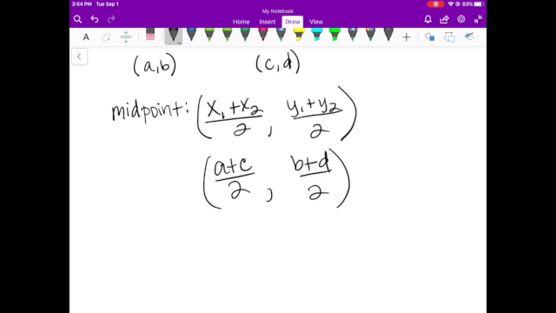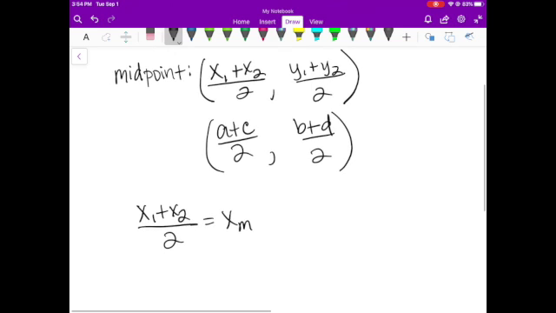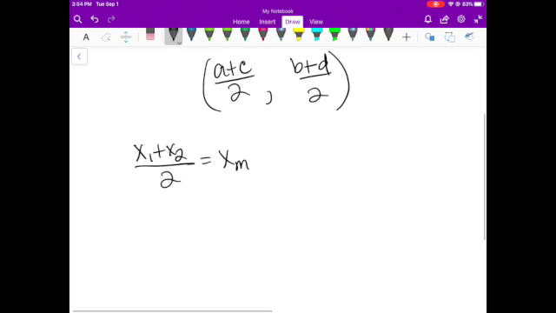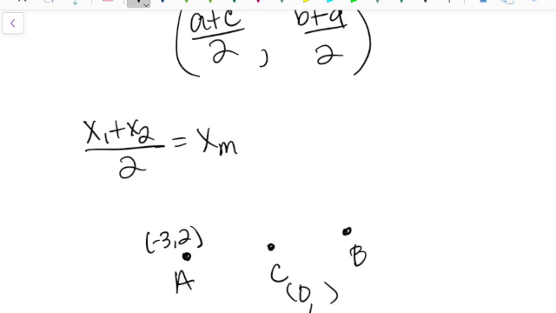So what happens if you know the midpoint, but you don't know an endpoint? Let me write this a different way. The x value of the midpoint, I'm going to put x with sub m, so we're going to call that the x value of the midpoint. So let's say that you have point A, which is at the coordinates (-3, 2), and you have point B, which we don't know, and then you have point C, which is the midpoint. Point C is (0, 8), and that is our midpoint.